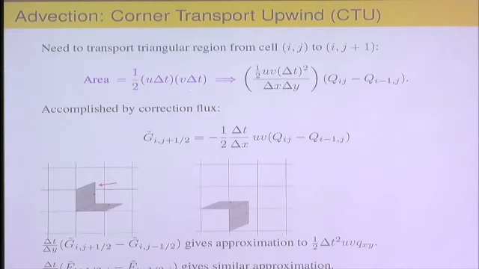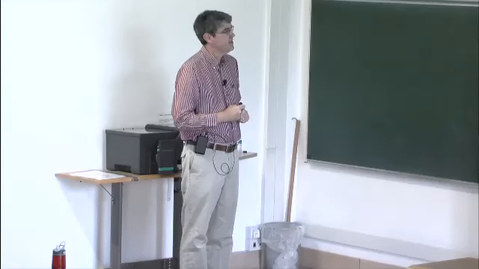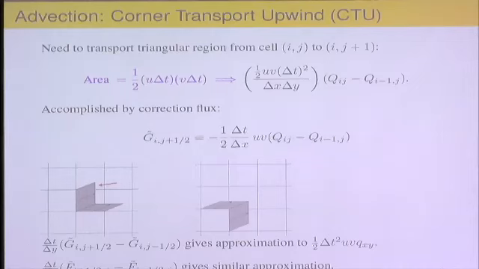So if we look at this area up here, we can easily calculate that area. It's 1/2 base times height. And so that gives us an expression for the flux at this top boundary due to the transfer of that triangular portion from the cell up above. And you can see it involves u times v times the jump in q in the x direction here.